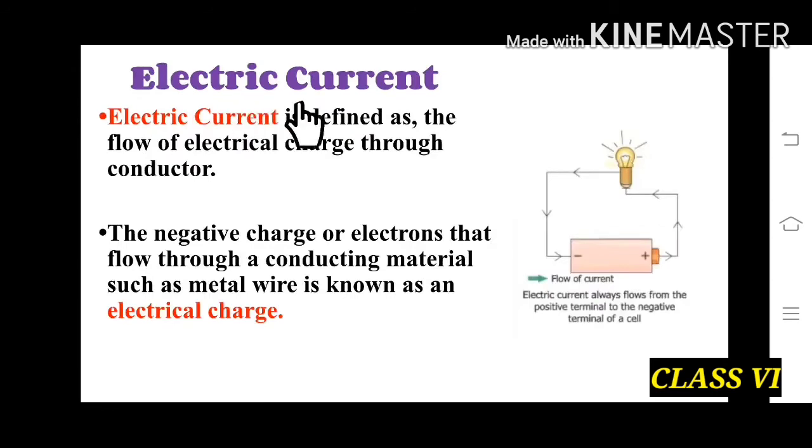Electric current. Electric current is defined as the flow of electrical charge through the conductors. In this picture we can see the negative charge, or the electron, that flows through a conducting wire. So you can see that there is a metal wire and the current is flowing through it, and this is also known as electrical charge. So now we will see the flow of current. The electric current flows from the positive terminal to the negative terminal.